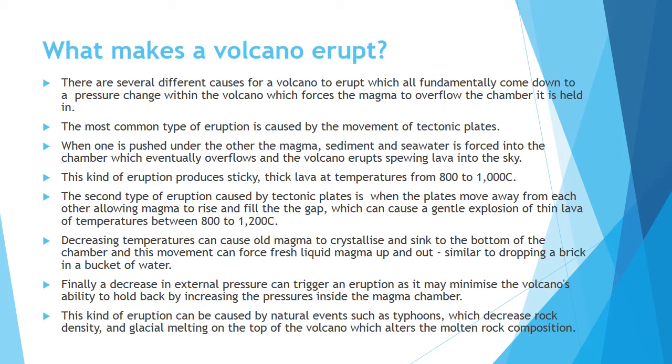Finally, a decrease in external pressure can trigger an eruption, as it may minimize the volcano's ability to hold back the increasing pressure inside the magma chamber. This kind of eruption can be caused by natural events such as typhoons, which decrease rock density, or glacial melting on the top of the volcano, which alters the molten rock composition.